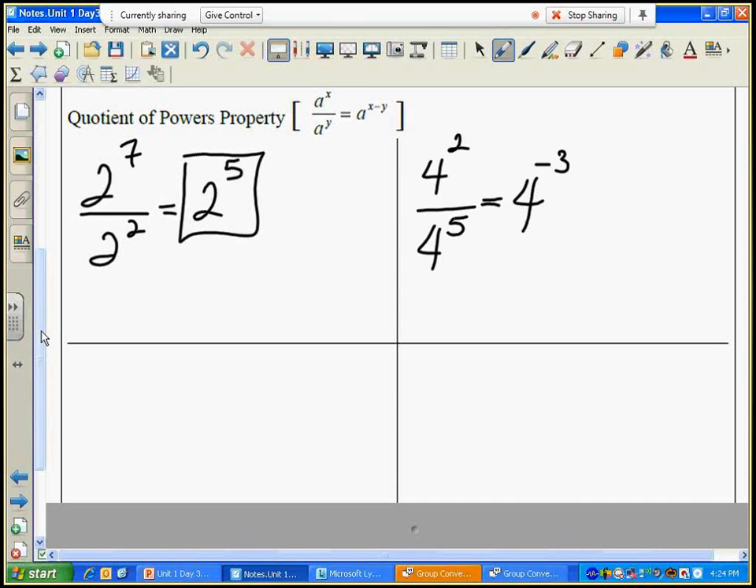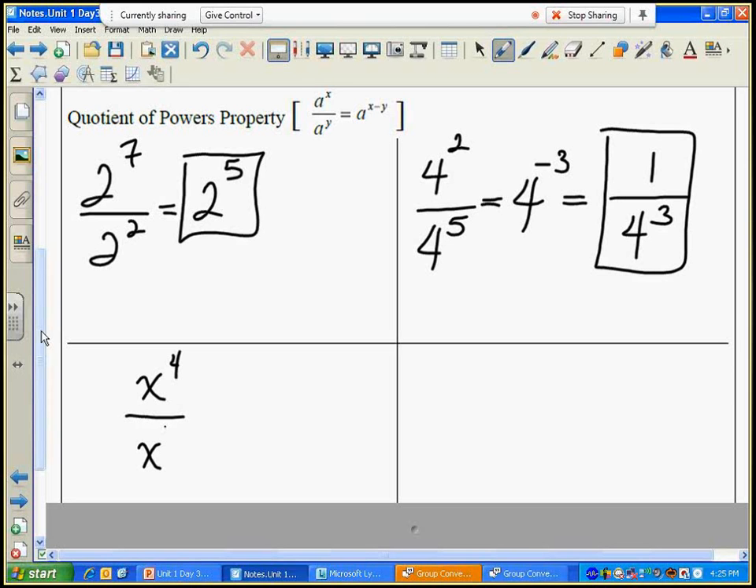Now if we remember from the first day, we can't leave this answer as this because it has a negative exponent. So we have to simplify it. So remember, this guy can ride the elevator from the numerator down to the denominator. So what we end up with is 1 over 4 to the 3rd. Next example. Let's say I have x to the 4th over x to the 4th. Well, x to the 4th over x to the 4th gives us x to the 0th power, which, remember, we can't leave as it is either because it has a 0 for an exponent. So x to the 0th power gives us 1.